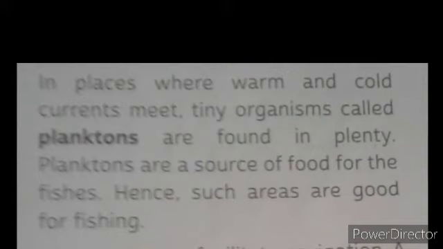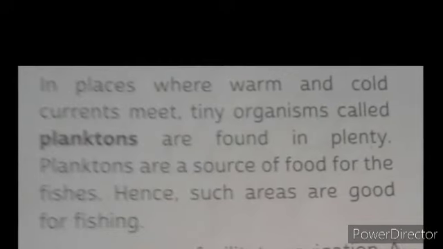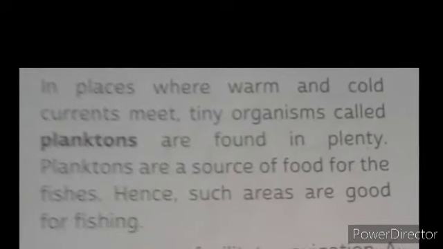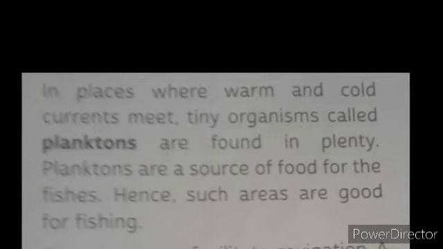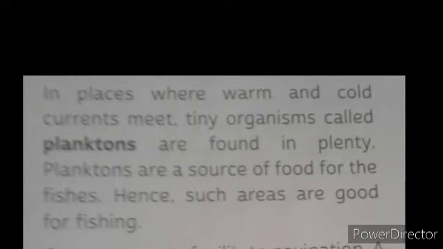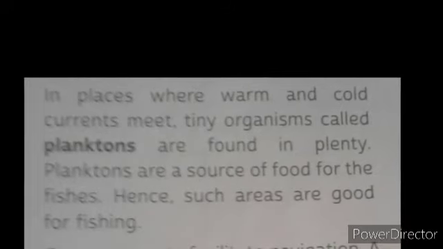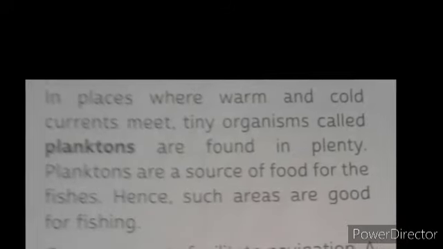When these warm and cold currents meet, they produce dense fog, and during the fog, visibility is reduced. Because of this, accidents are caused. Planktons are tiny organisms. These are a source of food for the fishes. Planktons are found in the places where warm and cold currents meet.